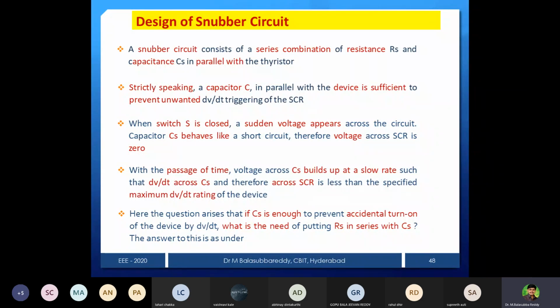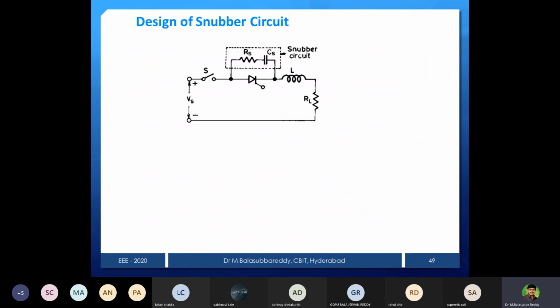Because in the snubber circuit I drew previously, there is a series combination of resistor and capacitor in parallel with the SCR, that I call a snubber circuit. But as per explanation, one capacitor is sufficient to minimize or prevent dV by dt. Then why the Rs, that is a resistance? That is also one of the points. Now we can see here, this is our circuit. This portion I call a snubber circuit. As per explanation, capacitor is sufficient. Why Rs, that is a high resistance, in series with the capacitor?